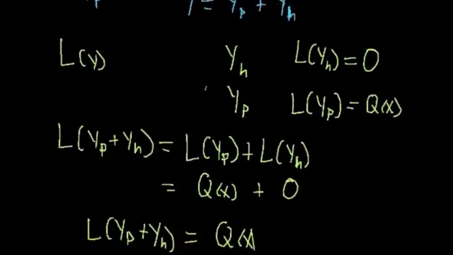And the reason is, we can see that the solution to the homogeneous case doesn't contribute anything. We can always add the homogeneous solution because we know it won't actually contribute anything else to the right-hand side.